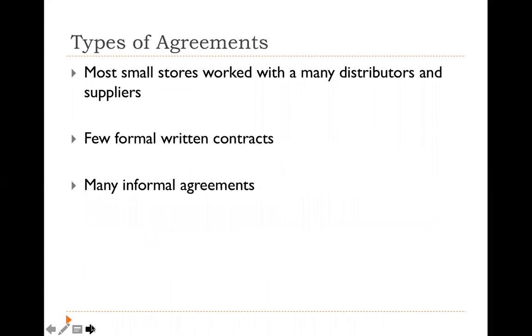So what were the types of agreements that we found? First of all, it was important to note that most of the small stores that we worked with actually had many distributors and suppliers that they were linked to. Also, importantly, very few formal written contracts existed. So unlike the tobacco situation, where I would say the majority of the relationships are based on formal contractual agreements, in terms of foods and beverages in these small stores, there were very few formal written contracts. But on the other hand, there were many informal agreements, and these took several different forms. Next slide.